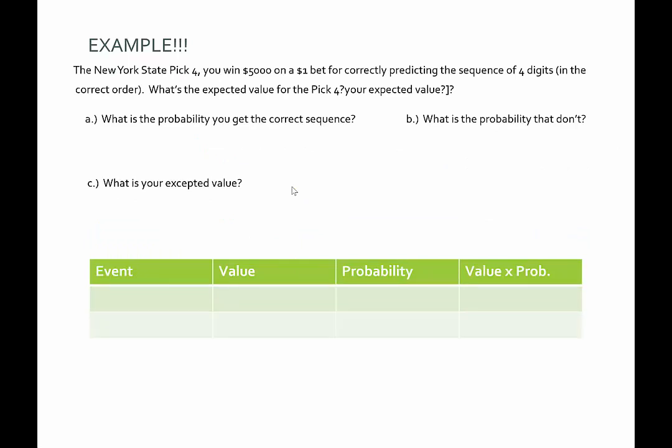Let's take this up a notch. So now you have to put money into it to get something out of it. And the New York State Pick 4, you can win $5,000 on a $1 bet for correctly predicting the sequence of 4 digits in the correct order. What's the expected value for winning the Pick 4?